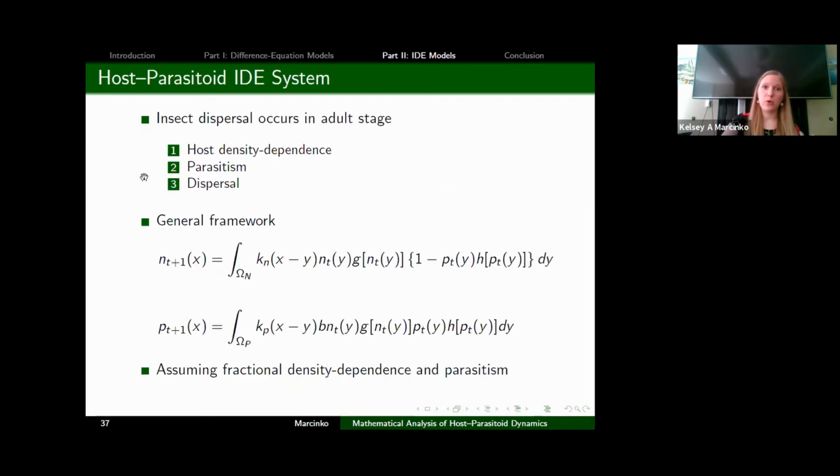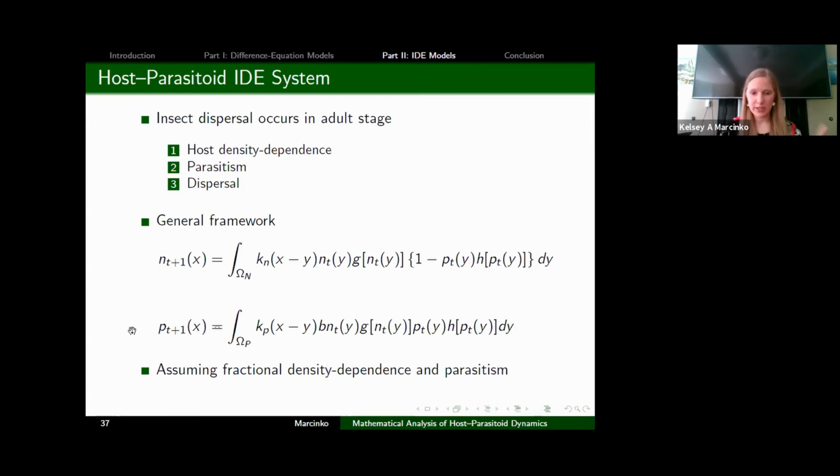For the Host-Parasitoid IDE system, again coming back to the idea of discrete stages in the life cycle, the models that I'm looking at will have the host density dependence occurring first, followed by parasitism, followed by dispersal, which occurs in the adult stages for insects. So here are the equations. We have the density dependence occurring here, followed by survival from parasitism here, followed by dispersal, and then tallying up those dispersal sources at location X. And then here's the equation for the distribution of the parasitoid population.